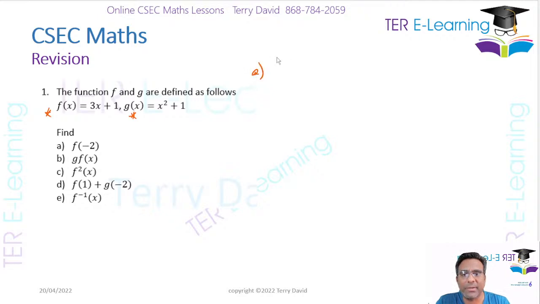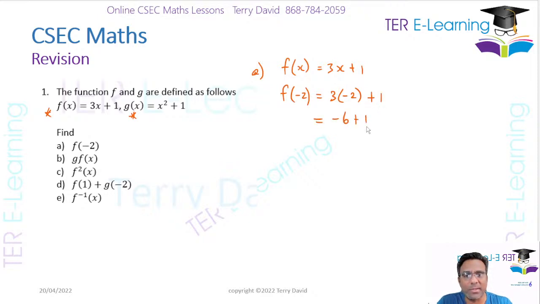In part A, we know that f of x is equal to 3x plus 1, and we want to work out f of minus 2. All we need to do here is substitute x is equal to minus 2 into this function. So this is going to be 3 multiplied by minus 2 plus 1. 3 by minus 2 is minus 6, plus 1, and this gives me minus 5. So that is f of minus 2.